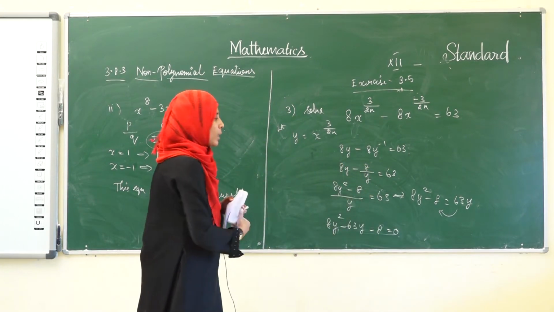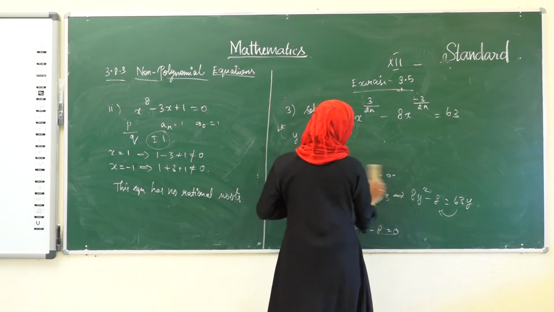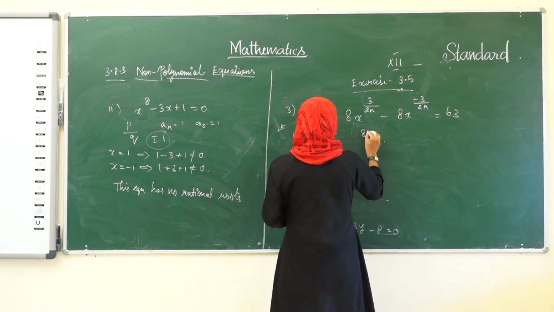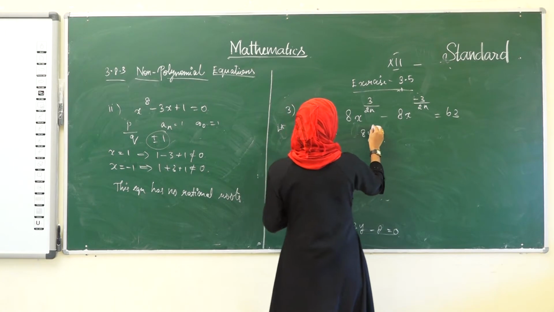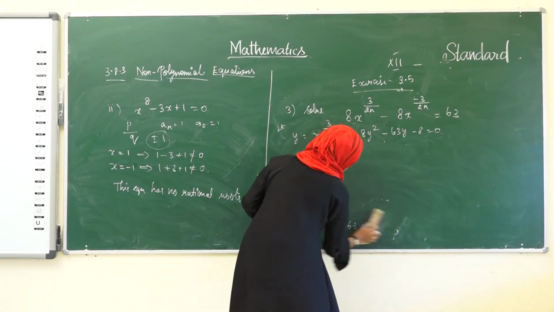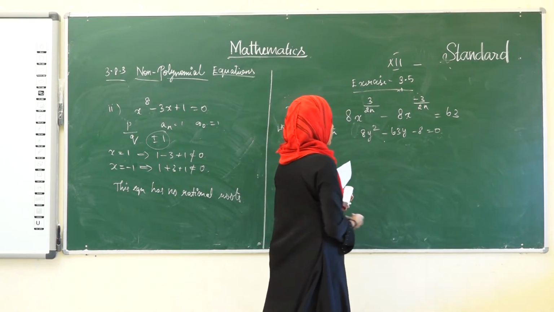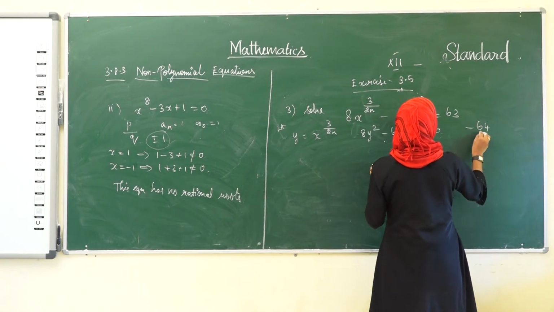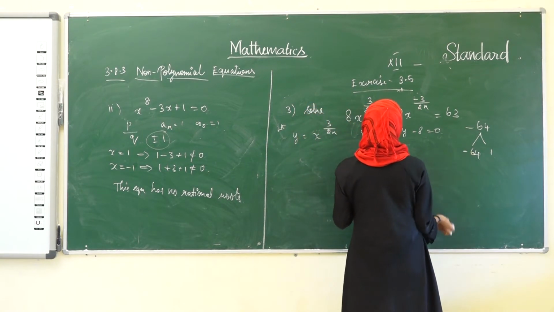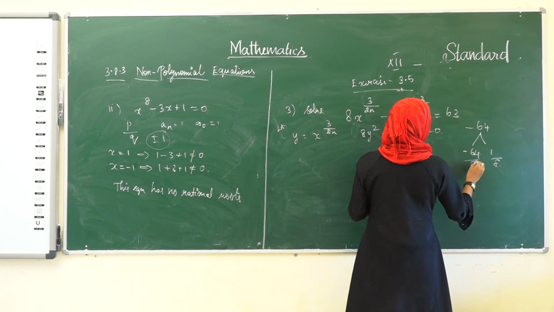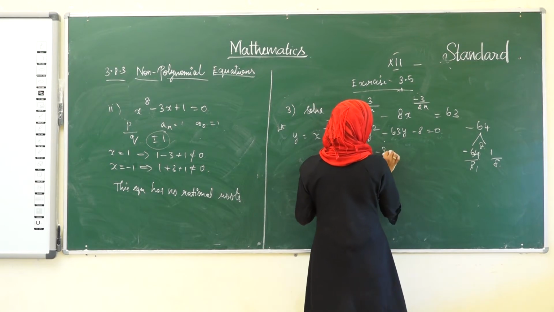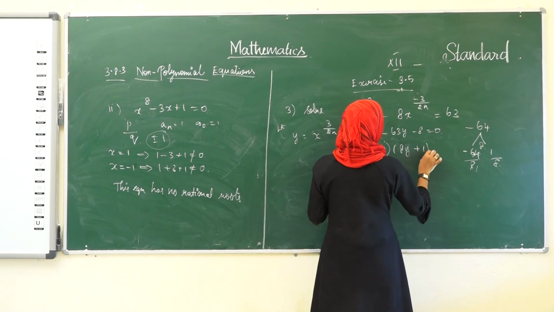We have found the equation. Now we are going to solve this equation. We are going to find the roots. Okay, so what's the equation we got? 8y square minus 63y minus 8 is equal to 0. So this is a quadratic equation. We are going to solve this. 8 into 8 is 64, that is minus 64. On adding we have to get minus 63. Therefore, the factors are y minus 8 into 8y plus 1 equal to 0.